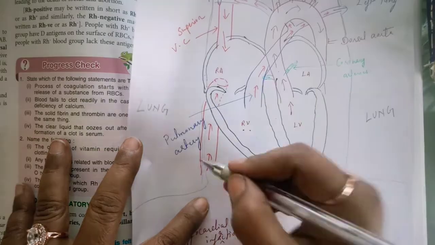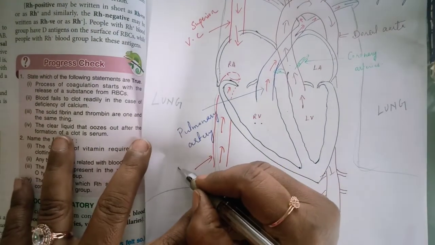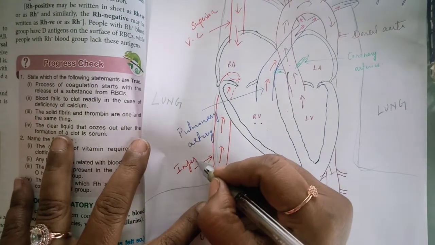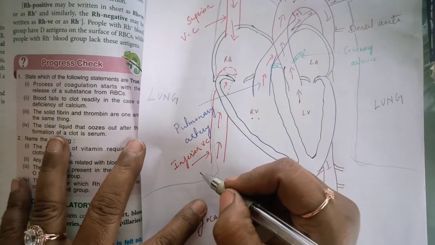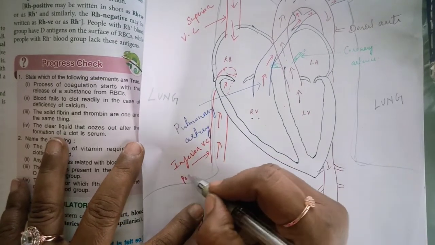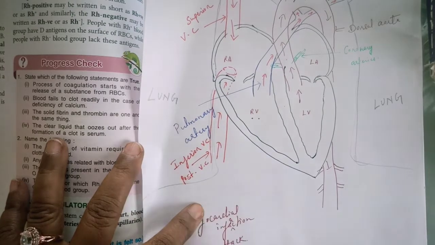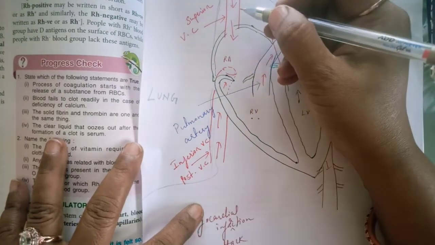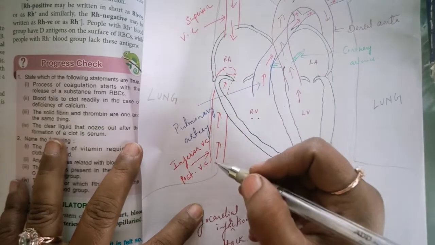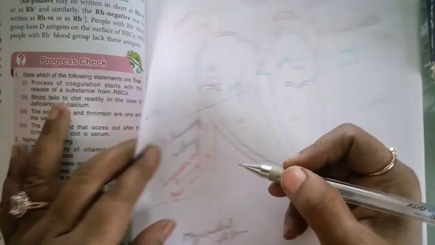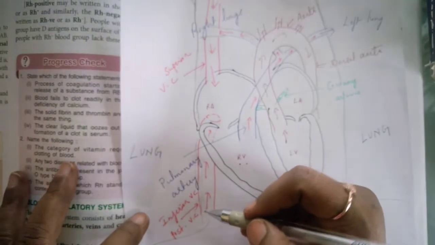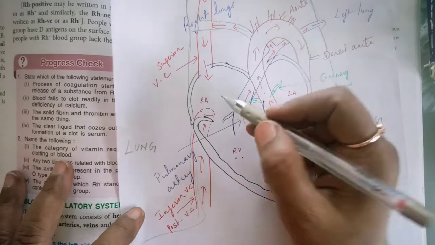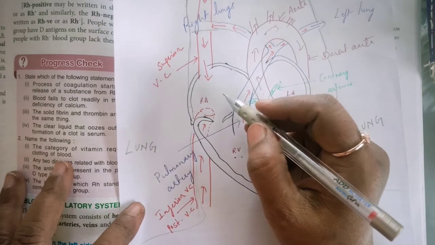Okay, so this one is known as the inferior vena cava, or it is also known as the posterior vena cava. Both these large blood vessels, the vena cava, comprise the largest veins found in the body. These two bring deoxygenated blood from the different parts of the body to the right auricle.